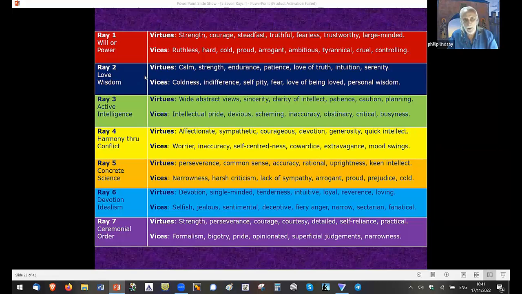So, second ray of love wisdom, the indigo blue ray. Virtues: calm, strength, endurance, patience, love of truth, intuition, serenity. Vices: coldness, indifference, self-pity, fear, love of being loved, personal wisdom. And what we have listed in all the positive and negative traits are the so-called glamours of the rays, which we'll go through later. The Glamour: A World Problem is the title of a book, and it has to do with illusion on the astral plane, which is the main crucible that many people on the spiritual path are walking through in their journey to the second degree initiation.